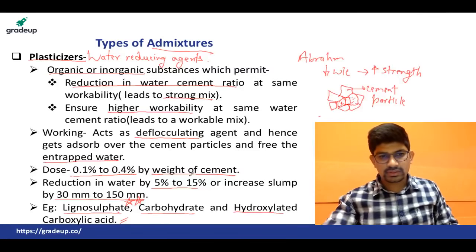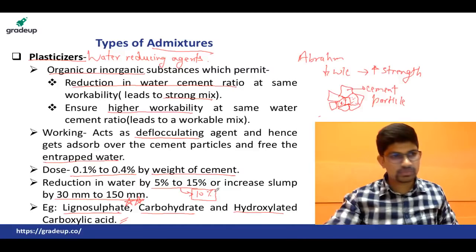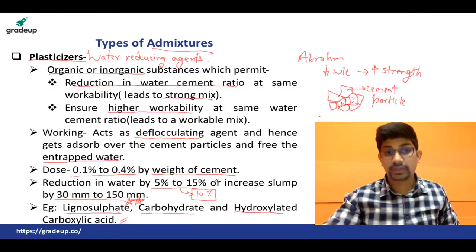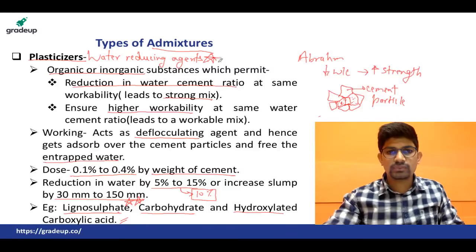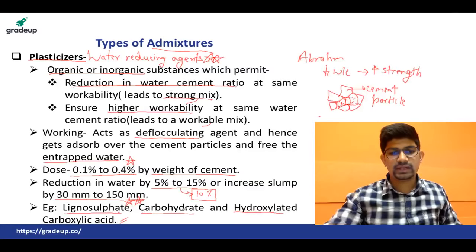Also, the reduction is 5 to 15%, often 10% on average. As per thumb rule, 10% water is reduced by the use of plasticizer. So this is about plasticizer. Please remember that they are also known as water reducing agents. Also, these two things, strong mix and workable mix, are important. The dose you can definitely keep in mind. And the examples: lignosulfate, carbohydrate, and hydroxylated carboxylic acid. So these points are worthwhile to mention about the plasticizers.